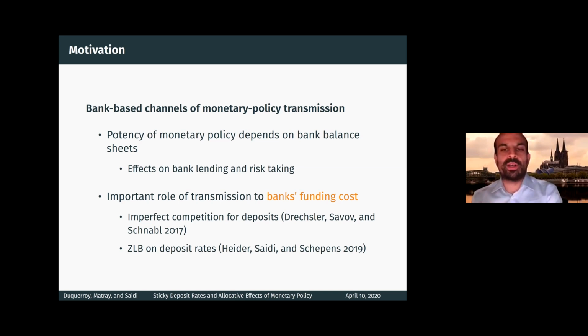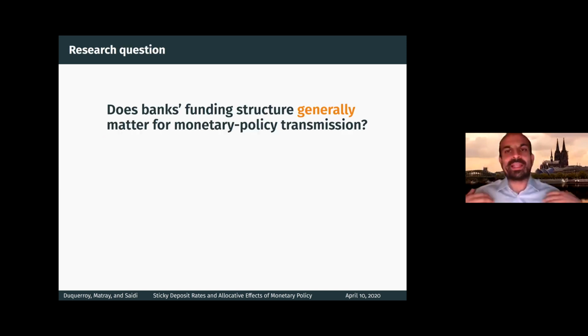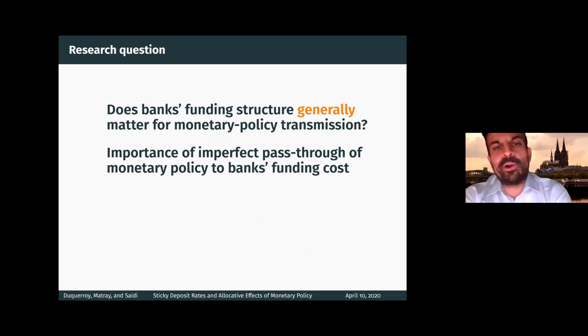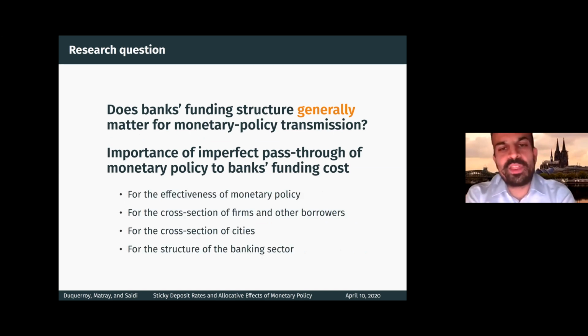One hinges on banks' market power and the other on the specificity of negative rates. What we try to achieve in this paper is to get an answer to the question of whether banks' funding structure generally matters for monetary policy transmission. And if it does, can we say something about the importance of imperfect pass-through of monetary policy to banks' funding costs for the effectiveness of monetary policy, for the cross-section of firms and other borrowers, for the cross-section of cities, just think of more aggregate geographical units, and finally, for the structure of the banking sector.